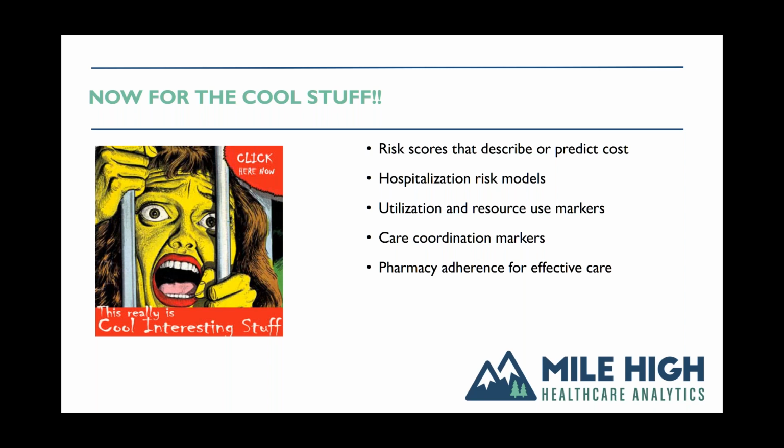And now I want to get to really the topic of this webinar, and to illustrate a selected set of things you can do with the ACG system, some of which you can't do with other systems, because the ACGs really aren't just a risk adjustment system. They've really become, as I said at the beginning, a whole suite of tools. So we're going to talk about risk scores that describe or predict cost, hospitalization risk models, utilization and resource use markers, care coordination markers, and pharmacy adherence for effective care, which is actually my favorite.